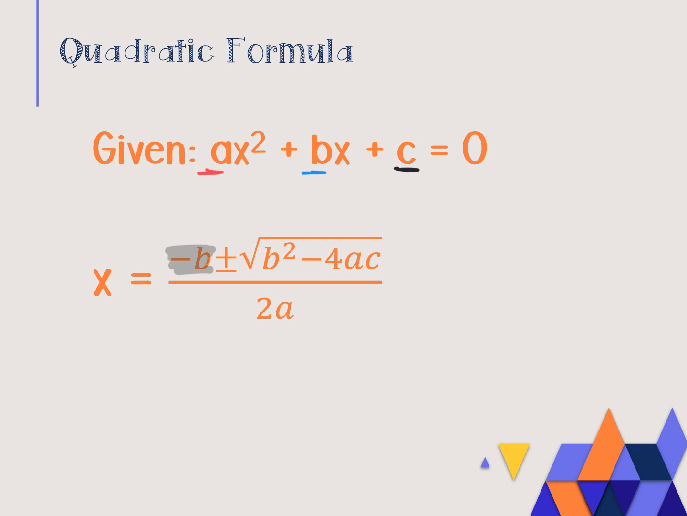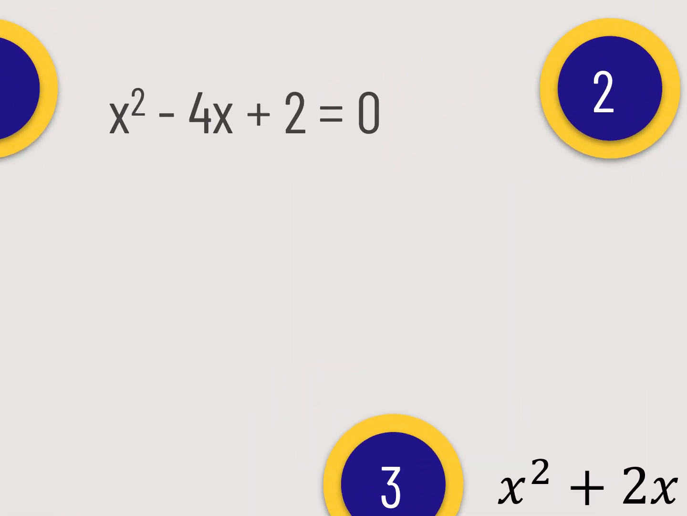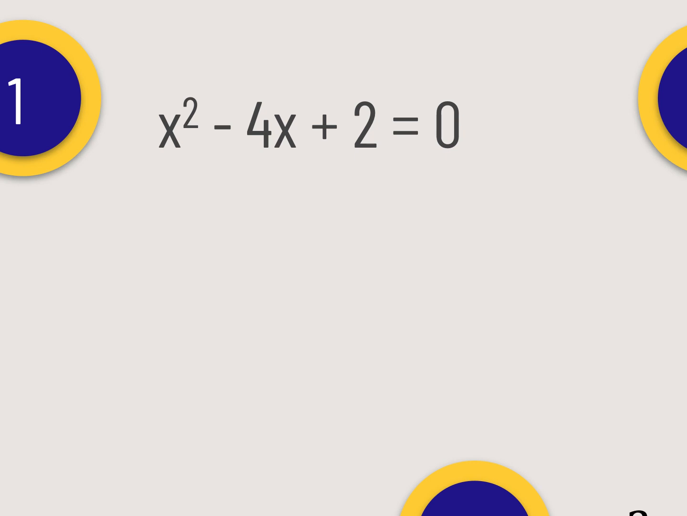So here we go. Let's do some examples. Notice my first example is already in standard form. So all I need to do is pull out my A value, which is the number in front of x squared. So this is my A value. It equals 1. My B value is the negative 4. I pull it out, even though it looks like a subtraction sign. Really what's there is a negative 4. And then my C value is the positive 2.